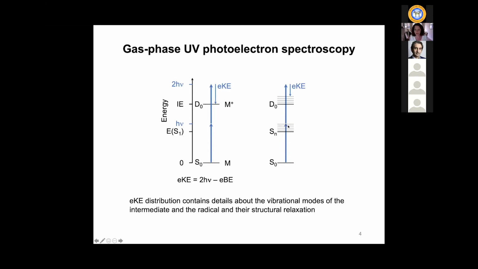The molecule can then react and do other things, and we can track this by a time delay between our excitation pulse and our probe pulse. But importantly, there's a general propensity for keeping the vibration energy when you ionize. So the amount of electron kinetic energy we see tells us something about the dynamics in the intermediate state. This electron kinetic energy distribution contains a wealth of details about the vibrational modes of both the intermediate and the neutral radical after ionization.